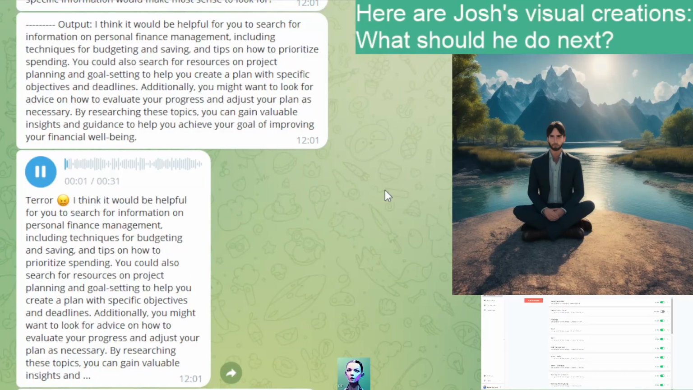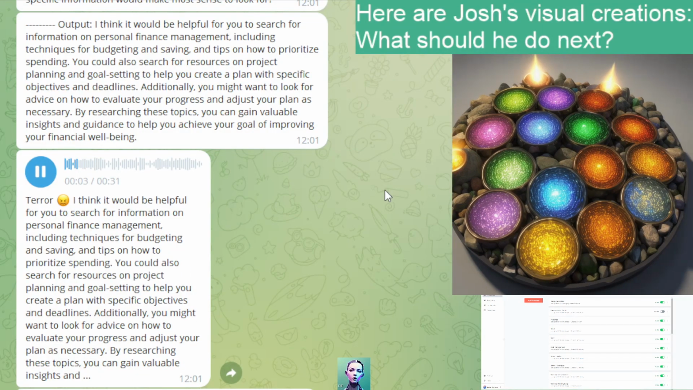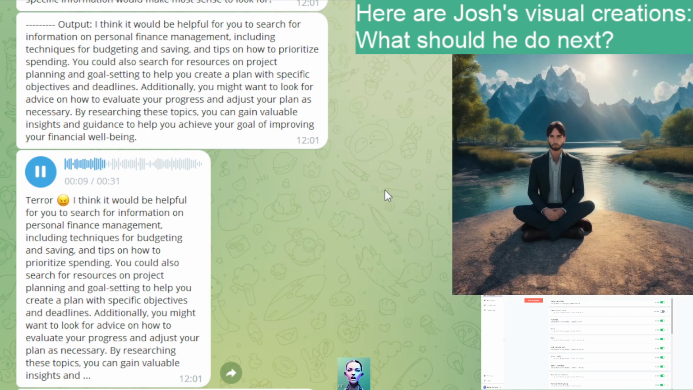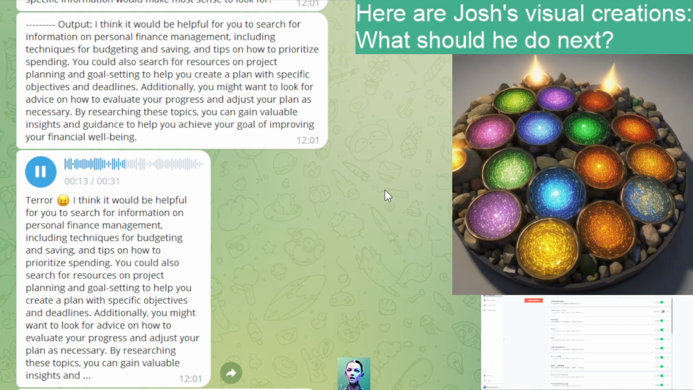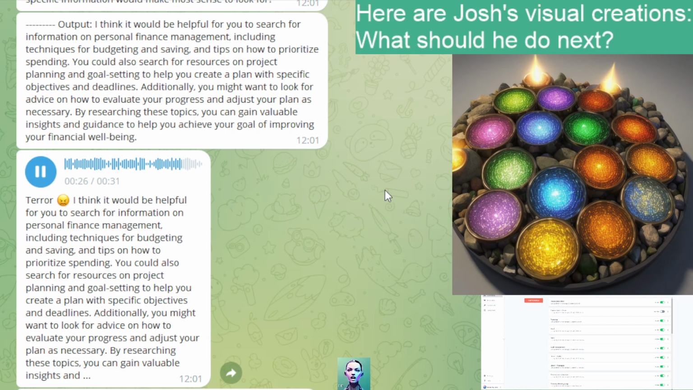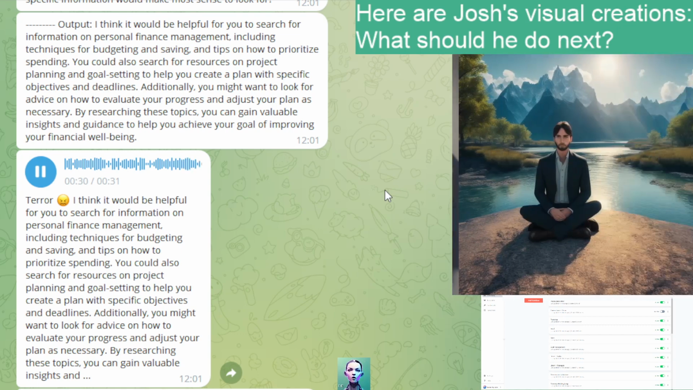I think it would be helpful for you to search for information on personal finance management, including techniques for budgeting and saving, and tips on how to prioritize spending. You could also search for resources on project planning and goal setting to help you create a plan with specific objectives and deadlines. Additionally, you might want to look for advice on how to evaluate your progress and adjust your plan as necessary. By researching these topics, you can gain valuable insights and guidance to help you achieve your goal of improving your financial well-being.